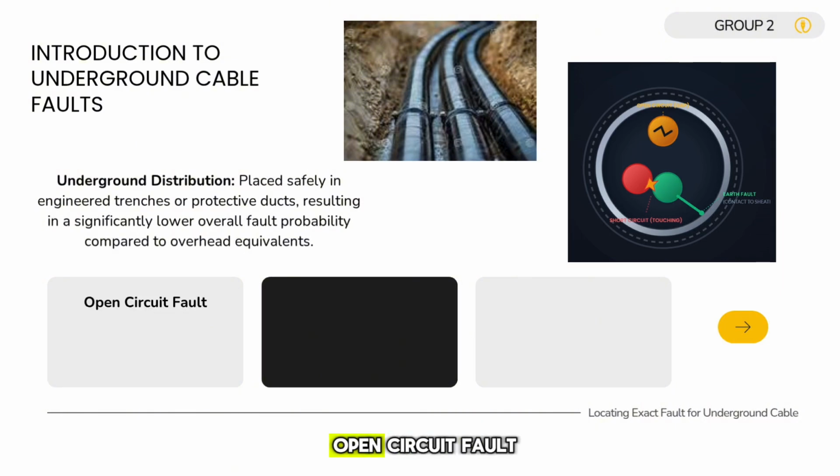First, we have an open circuit fault. This occurs when there is a literal break or snap in the core conductor itself. Because the part is completely broken, the electrical resistance spikes to infinity ohms. On the diagram, you can see this represented by that physical gap in the internal wire core.